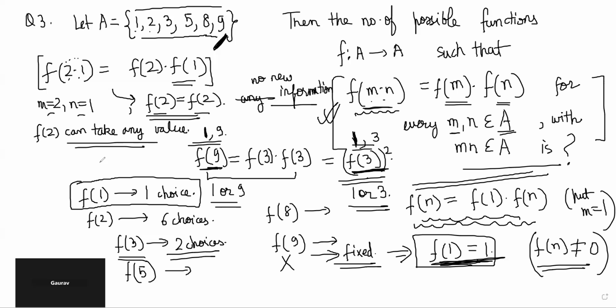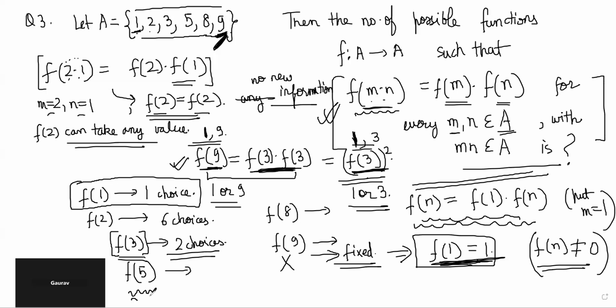Okay, so earlier we thought that f of 3 has all the 6 choices, but looking at the f of 9 case, we realized that f of 9 is f of 3 square. The only perfect squares are 1 and 9. So f of 9 can only be 1 and 9, and f of 3 therefore can only be 1 and 3. Is it clear? Yes.